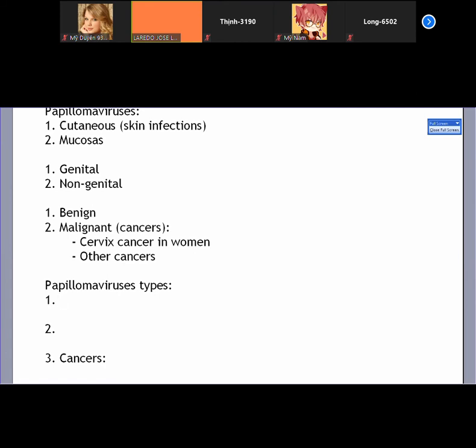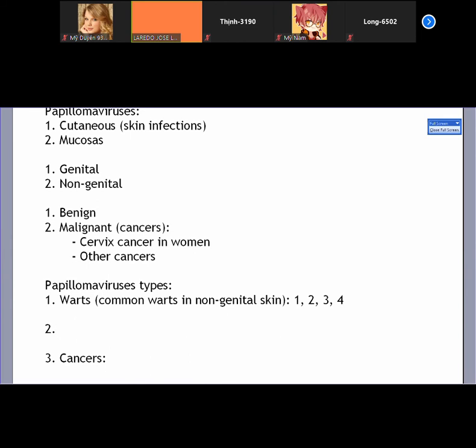So the first group of types of papillomaviruses are those that cause warts, the common warts. Common warts in the skin, in non-genital skin. These common warts are caused by serotypes 1, 2, 3. These are the most common, also 4, sometimes 10, but these 4 are enough to remember: 1, 2, 3, and 4.